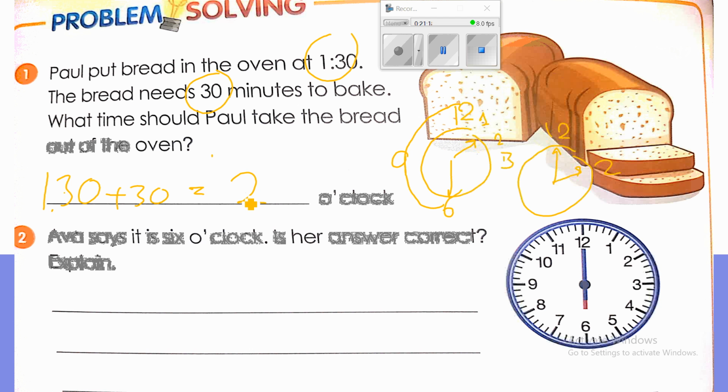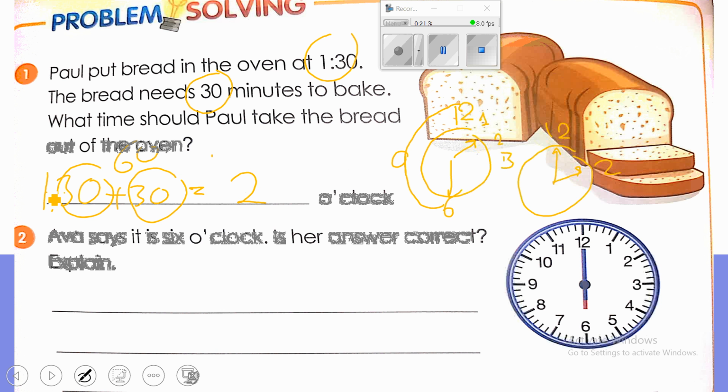I can do it mentally, that I add the minutes with minutes. 30 and 30, it's 60. And 60 means what? An hour. So I'm adding an hour to an hour. It will be 2 o'clock. 2 o'clock.